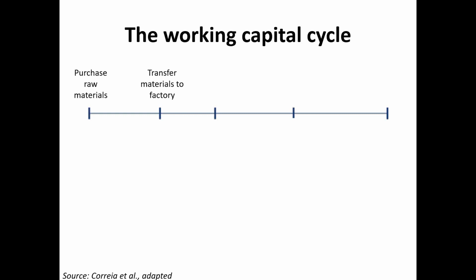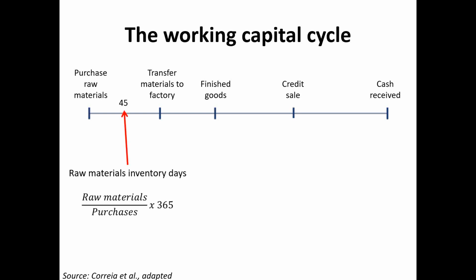So looking at this on a timeline, we basically can see the entire process from when we purchase our raw materials, the raw materials are transferred to the factory, they are manufactured and become finished goods, they are then sold on credit, and the cash is later received. We can use our knowledge of ratio analysis to calculate our inventory days, our debtors days, and our creditors days.